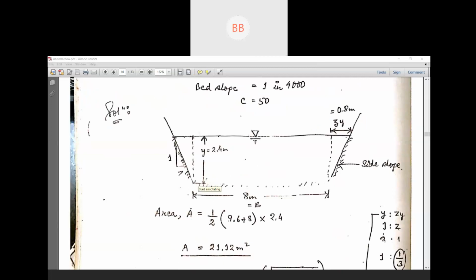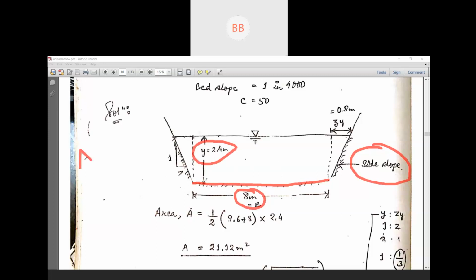So this is your trapezoidal channel. What is given here? Side slope is given. Width of the channel is given 8 meter. And depth of flow is given 2.4 meter. Now, first of all, we need to find out the area.